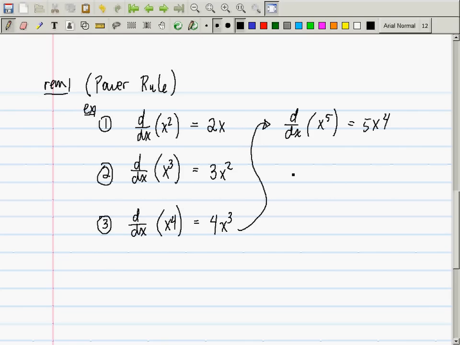And then how about generally, what is the derivative of x to the n? Right, so you take the exponent, you move it to the front as a multiplier, n, multiplied by x to the n minus 1. So this last formula is called the power rule. Okay, this is the power rule. Now we need to see why this is the case.